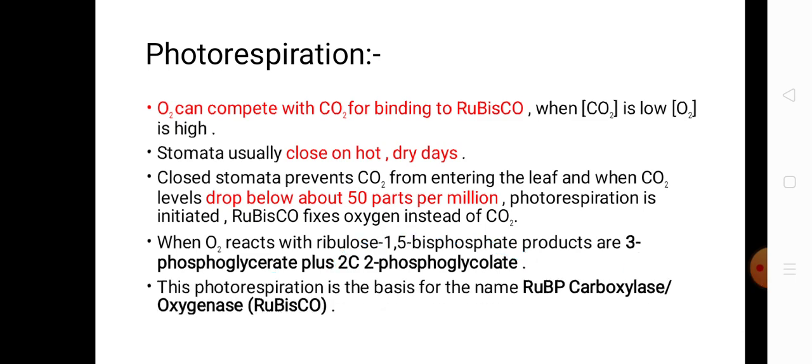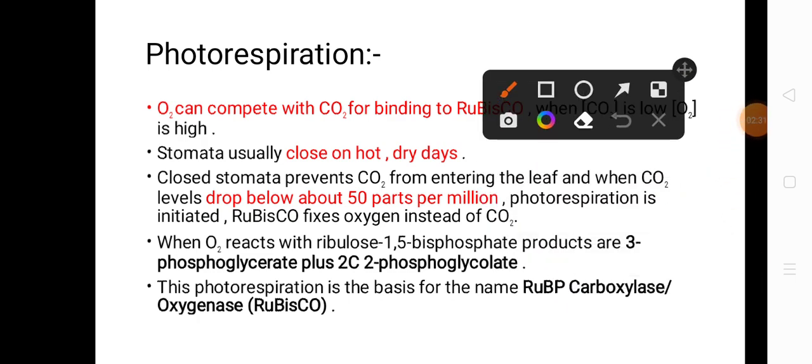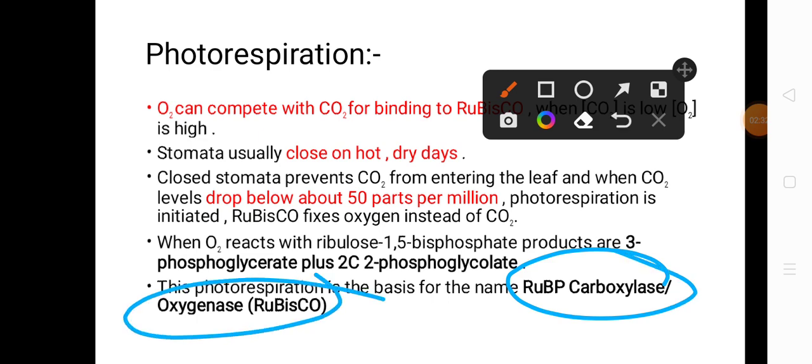That is what we call photorespiration, and that is why we give RuBP carboxylase the name Rubisco, that is, RuBP carboxylase/oxygenase. This is the oxygenase reaction that we talked about in our previous video, right?